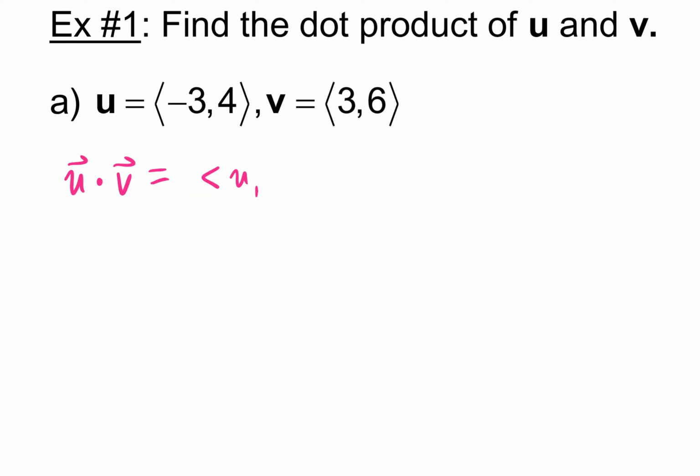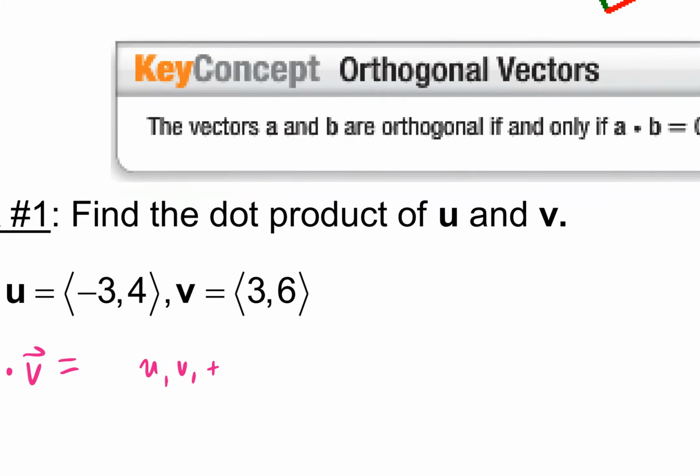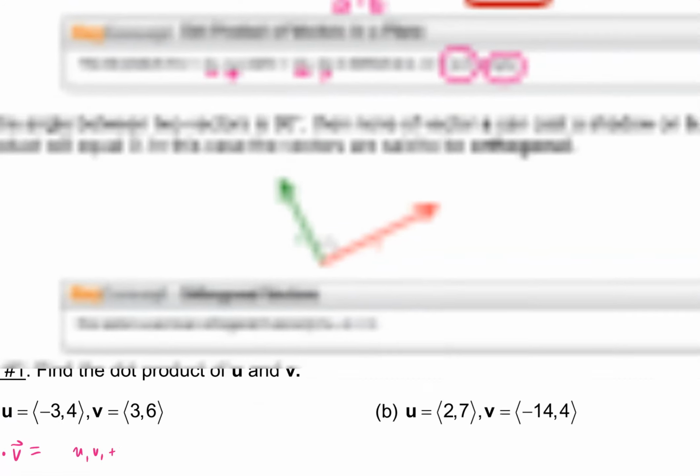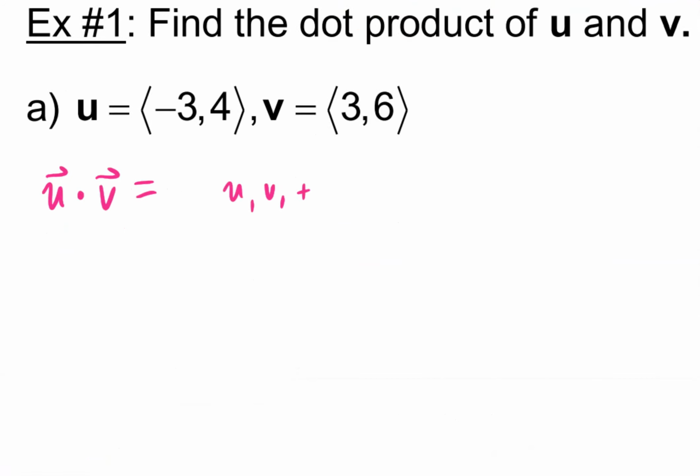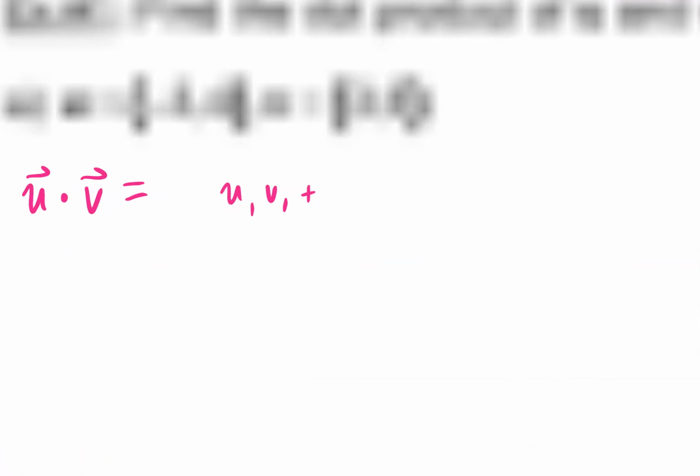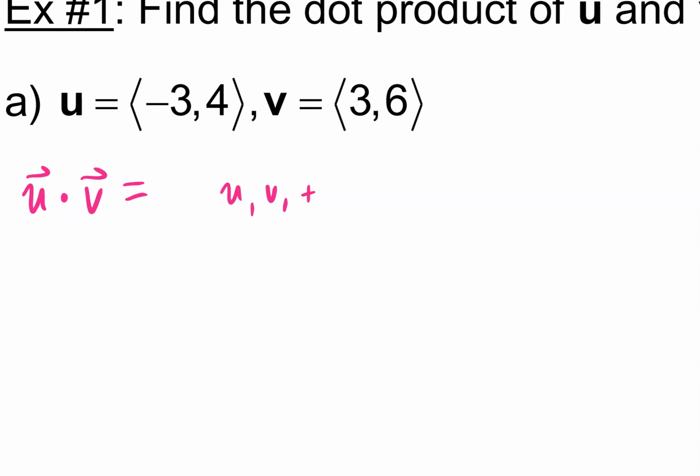So I'm taking the dot product, and what this is going to be equal to is U1 times V1 plus, sorry, this is not a vector. It's not written as a vector up here, so we can't write it as a vector. It's just going to be a scalar. Remember, it's literally going to be the length. So U1 V1 plus U2 V2.